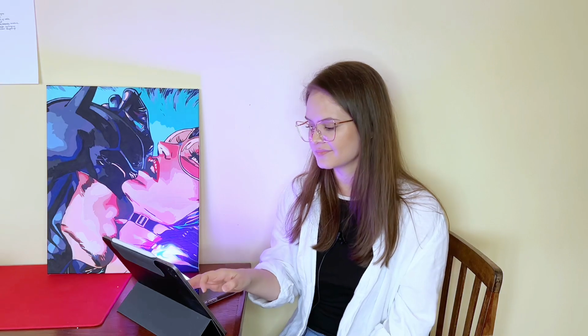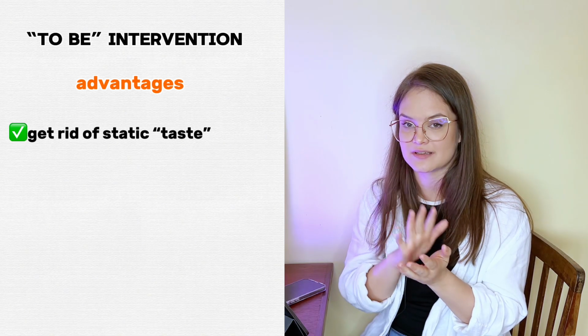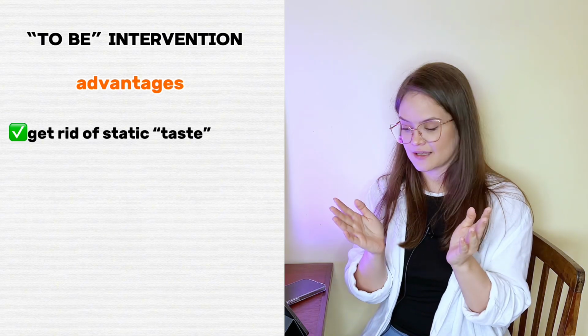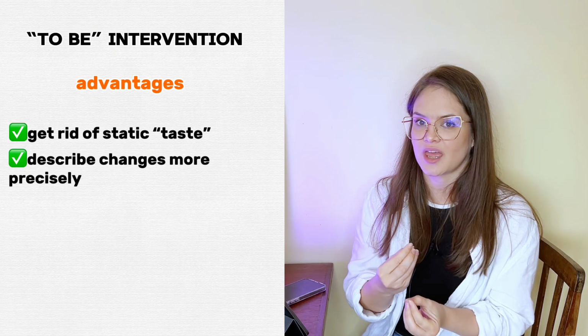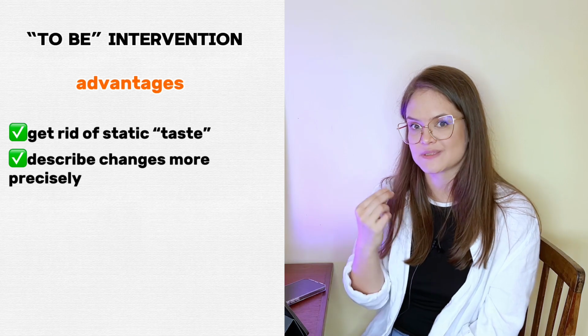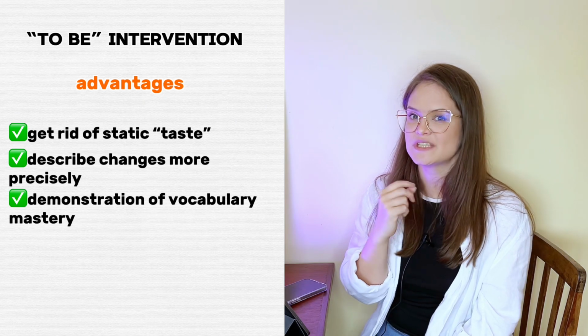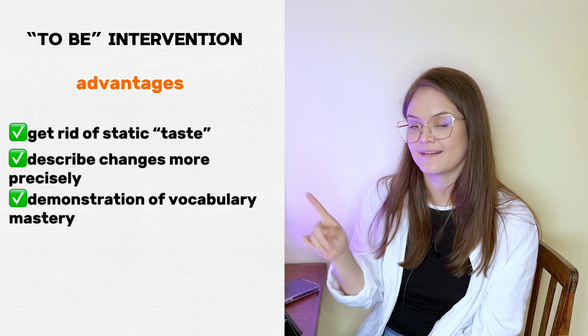So the overall conclusion, what do we gain if we substitute the verb to be with more advanced active synonyms? First things first, we get rid of this static taste, because your prior task is to show the dynamics in writing part 1. Secondly, we describe the changes more precisely, which is exactly the thing that is required from us to be more specific while providing the description of the graph. Last but not least, you demonstrate your vocabulary mastery by implementing words B1 and higher.